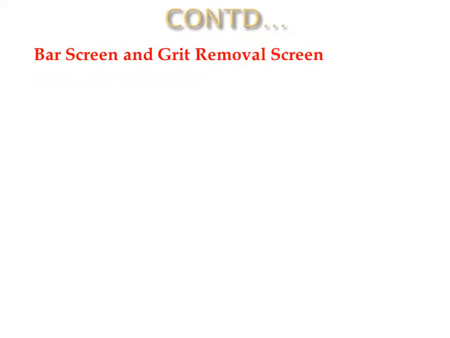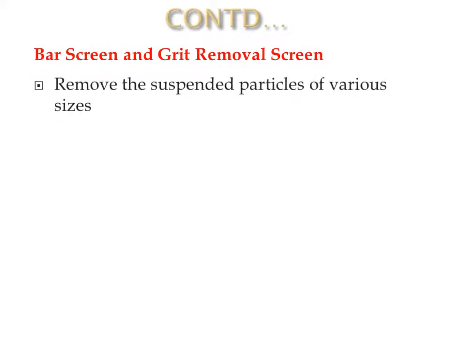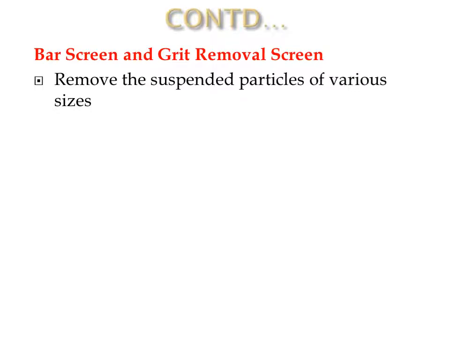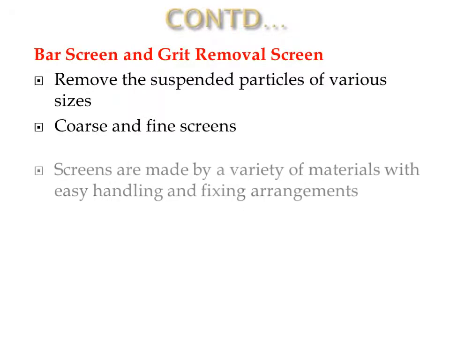Bar screen and grit removal screen. Both kinds of screens are used for the removal of suspended particles in the wastewater, and these come in different pore sizes. These may be of very fine size, that is, pore size is very small, or may be large, and ultimately they remove all the suspended particles of different sizes from the wastewater.